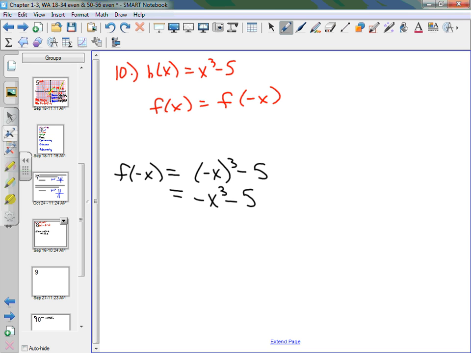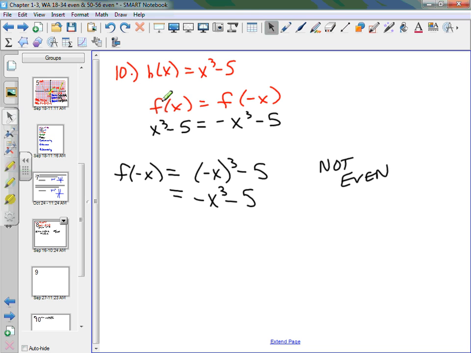minus 5. Now, here's the question. Does f of x, which is x cubed minus 5, equal my f at negative x, which is this? Do those two things equal? No, so therefore it is not even. It is not even. So now I have to figure out if it's an odd function.